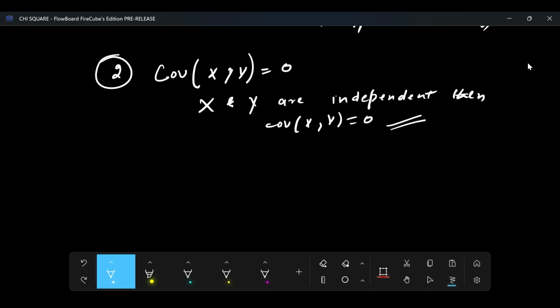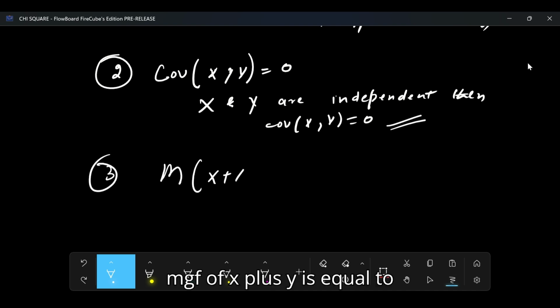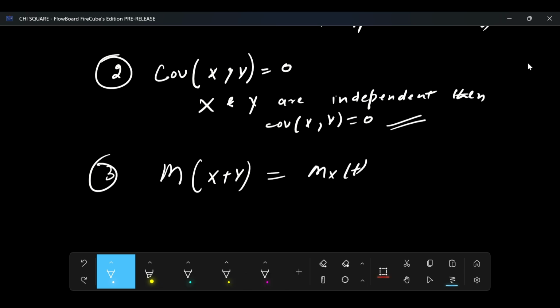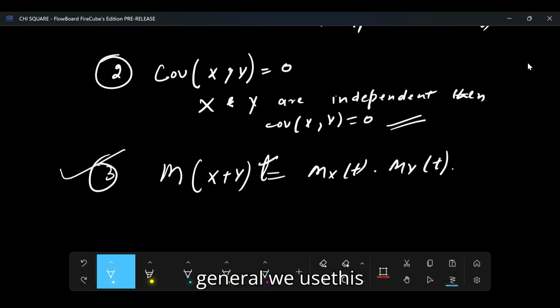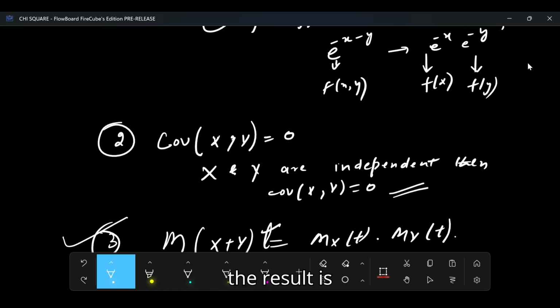Number 3: when the MGF of X plus Y is equal to M_X(t) multiplied by M_Y(t). In general, we use this MGF to prove independence in a sampling distribution or joint distribution. Mostly we prefer MGF. So see the proof of the above result.